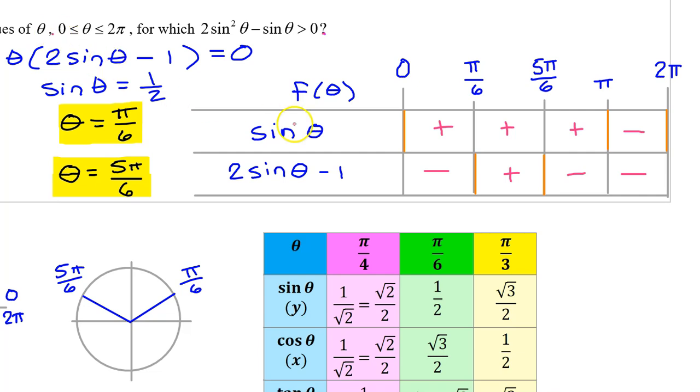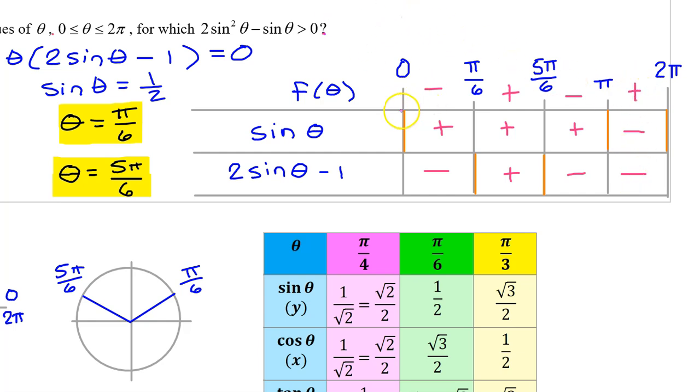Let's consider whether the overall sign of f of theta is positive or negative in each interval. A positive times a negative is a negative. A positive times a positive is a positive. Positive times a negative is a negative. And a negative times a negative is a positive.